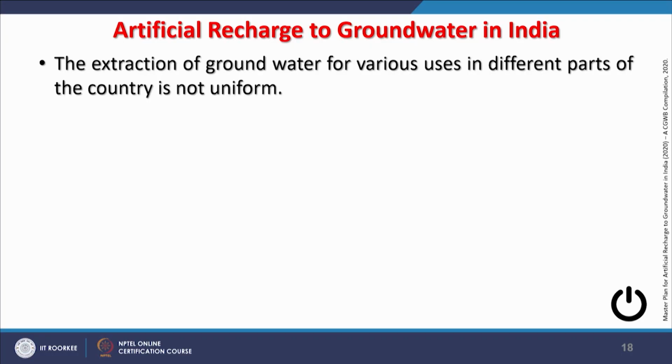So, finally, we are coming to the end of this discussion: extractable groundwater for various uses in different parts of the country is not uniform. The simple reason is that the rainfall is not uniform, the geology is not uniform, and overall hydrogeological conditions on surface or subsurface are not uniform. Therefore, we should not expect that at every place we will have the same amount of water available for usage.